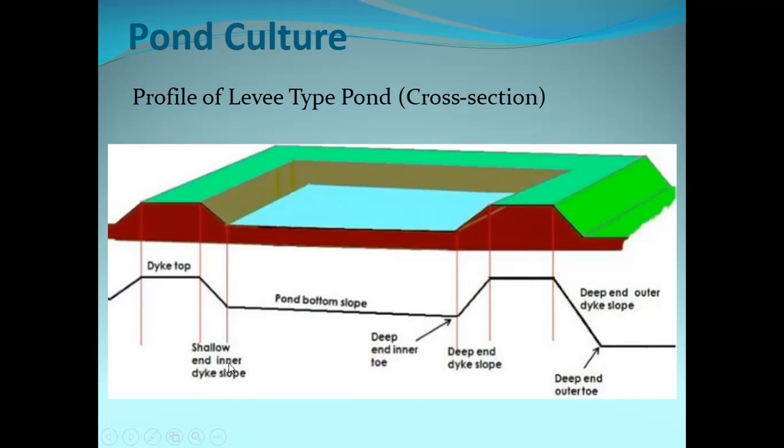The shallow end, the inner end of the dike slope, is the brownish area we see in here. So the dike is basically the area encompassing the water in that pond. When you're dealing with a levee type pond, you basically have an embankment around a water body, and these are just the names that we assign to the embankment.